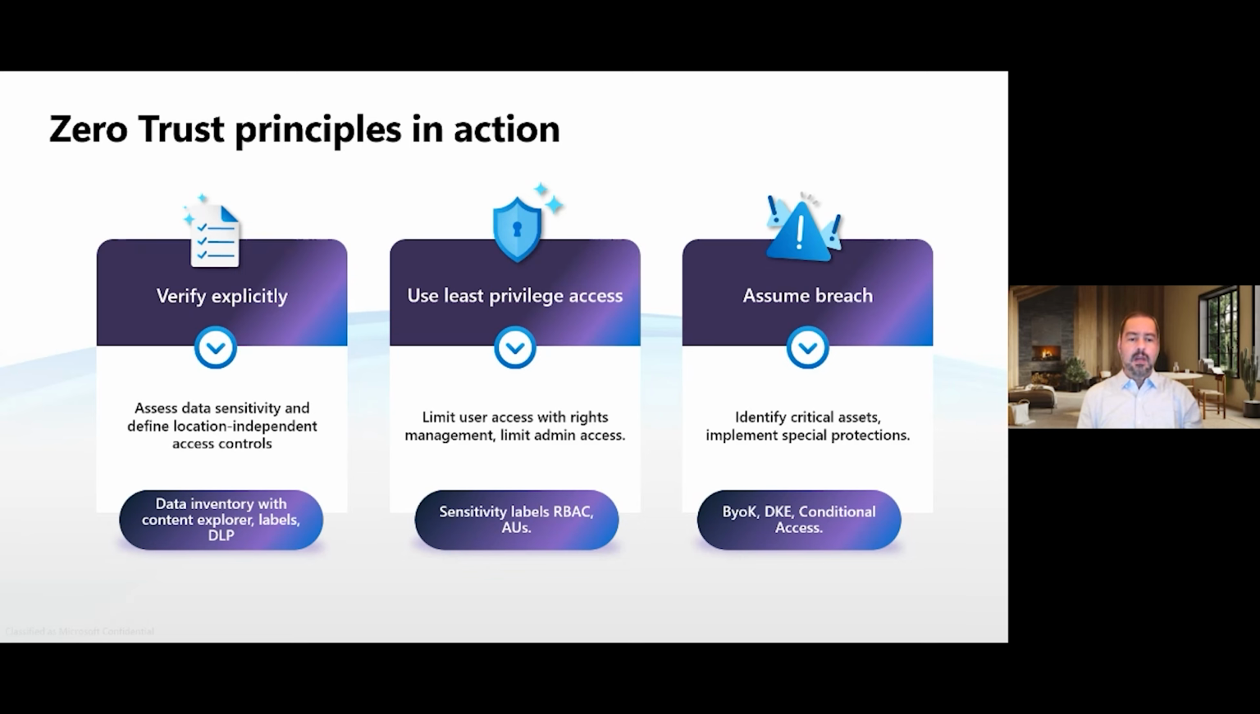And you will need to define location-independent control. So for example, if a document that contains this kind of thing is accessed, these people should be able to access it and they should be able to do X, Y, Z. And that is what we call verify explicitly. Do not just grant access because, I don't know, all employees should have access to this data.